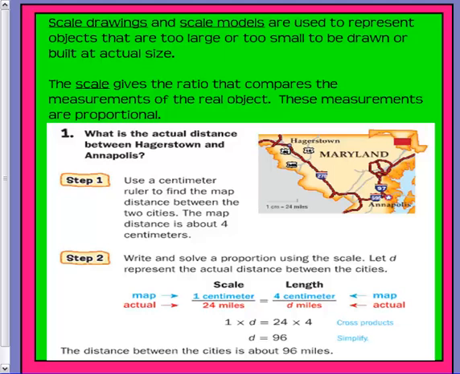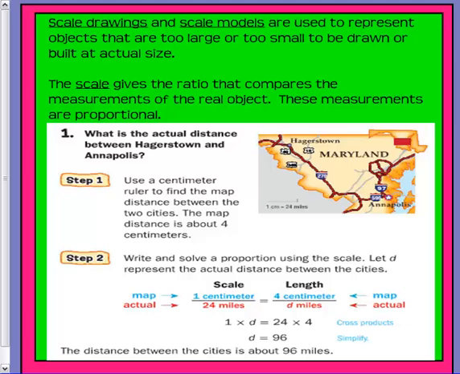These are used to represent objects that are too large or too small to be drawn and were built in actual size. So for example, if I were going to New York City, I would see the Statue of Liberty. But what I could take home wouldn't be a life-size version of the Statue of Liberty. Instead, it would be like a model of the Statue of Liberty, scaled down, okay? Listen to that word, scaled down. So it's an image or a representation of the actual size, but not the actual representation.